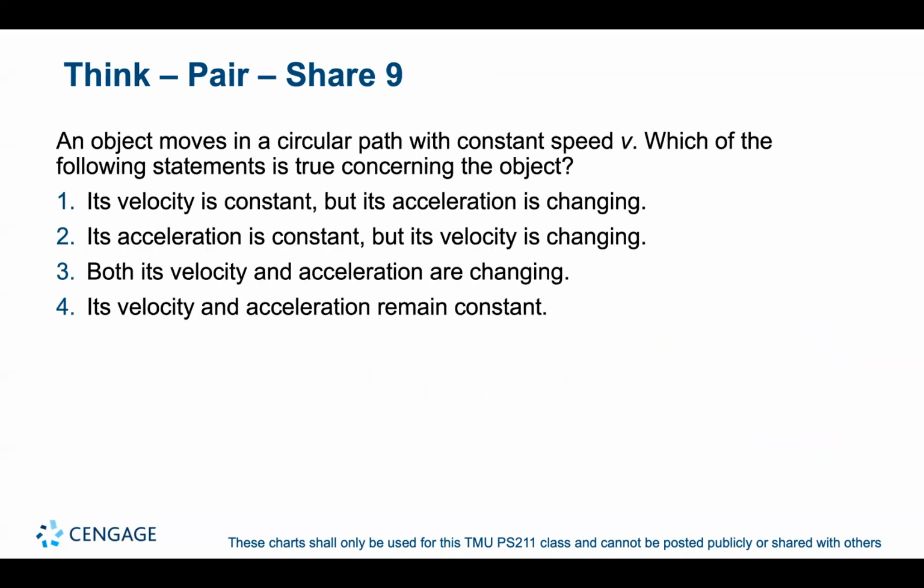As an object moves in a circular path with constant speed v, which of the following statements is true concerning the object? Both its velocity and acceleration are changing is the answer. So both the velocity and the acceleration are changing in direction. So neither of these vector quantities is constant.